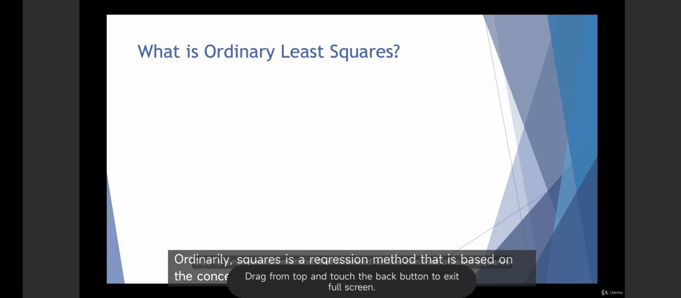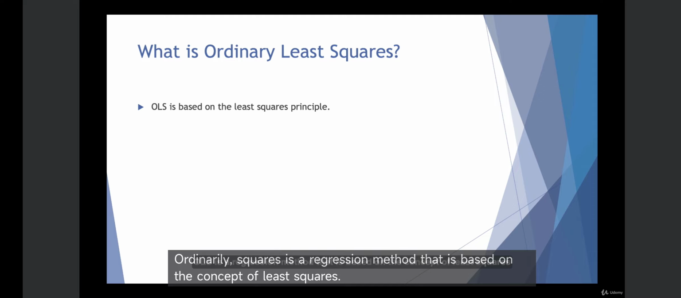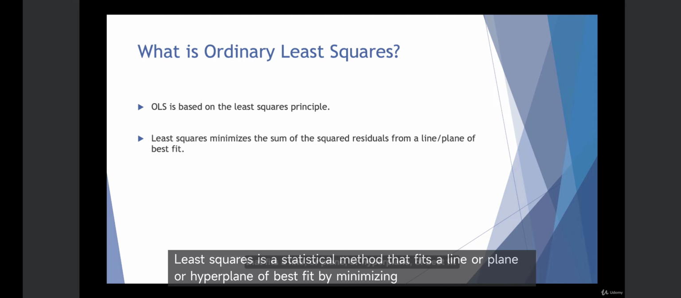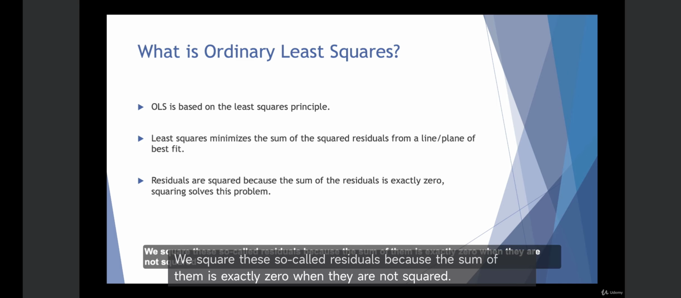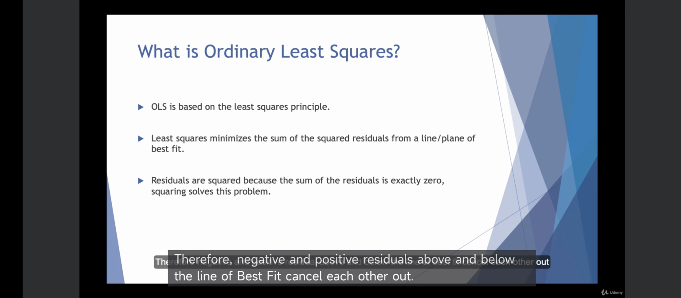What is ordinary least squares? Ordinary least squares is a regression method that is based on the concept of least squares. Least squares is a statistical method that fits a line or plane or hyperplane of best fit by minimizing the sum of squared residuals between the line of best fit and the actual data points. We square these so-called residuals because the sum of them is exactly zero when they're not squared. Therefore, negative and positive residuals above and below the line of best fit cancel each other out.